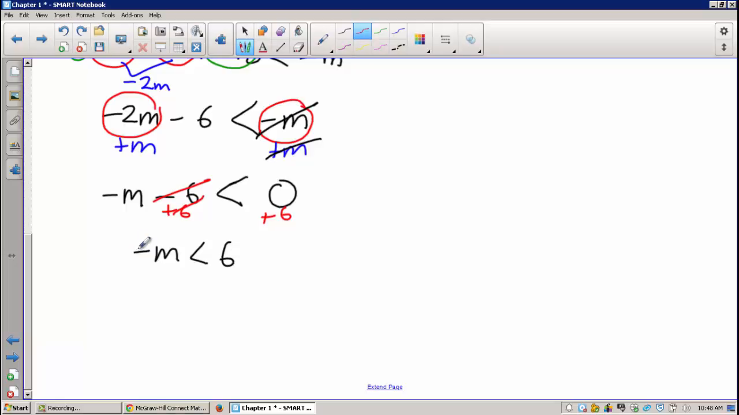So I will flip the sign of both sides. This was positive, so I will flip each sign to opposite, negative to positive, positive to negative. This way m is positive m, so it's just m, less than negative 6. Did I do it right?